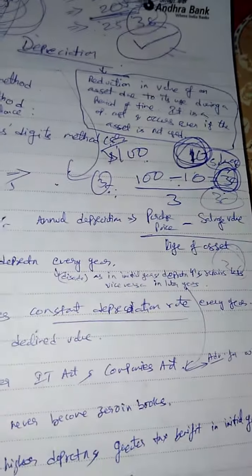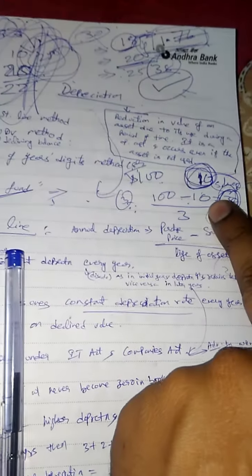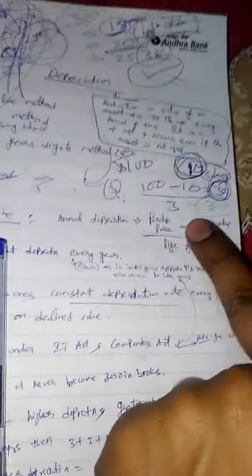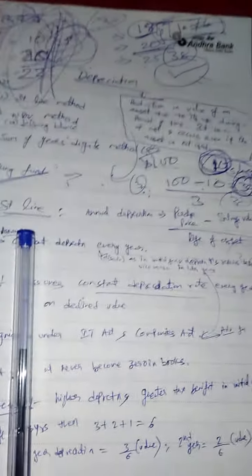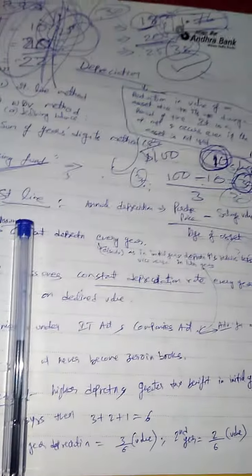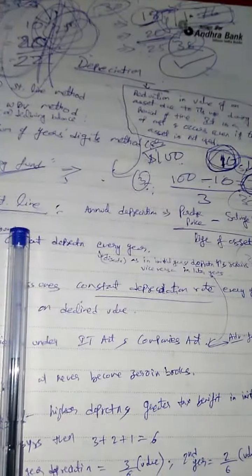Clear? So in the straight line method, depreciation is calculated as purchase value minus salvage value. Salvage value will be given in the problem. If salvage value is not given in the question, assume salvage value is 0. Then depreciation as per the straight line method will be directly purchase value divided by the number of useful years of life. Clear? And depreciation remains constant every year.